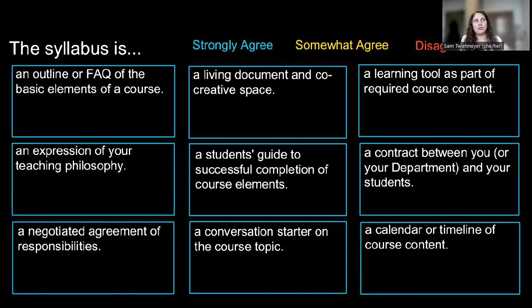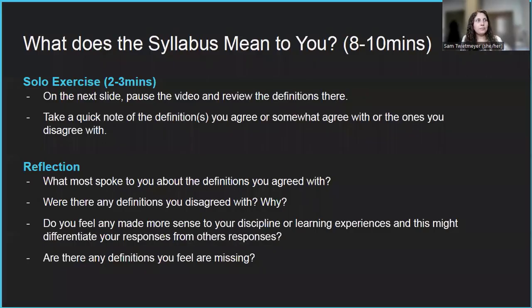So now that you've assigned strongly agree, somewhat agree, or disagree, in your mind to some of these definitions, the points I'd like you to consider in those decisions that you just made include, what most spoke to you about the definitions that you agreed with. Were there any definitions that you disagreed with, and why did you disagree with them? And in thinking about those, do you feel that any of the definitions made more sense to you because of the discipline that you are in or your own learning experiences, and that this might differentiate your responses from other people's responses? And finally, are there any definitions that you think are missing from this list?